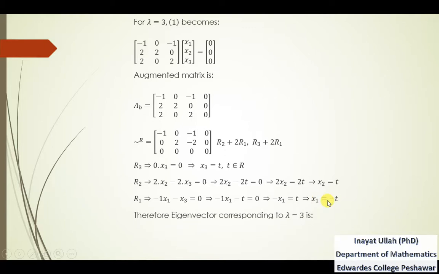So the eigenvector corresponding to lambda is equal to 3 is this vector, where x1 is minus t, x2 is t, and x3 is again t, taking t common from these three terms to get this eigenvector. So that is the criteria to find the eigenvector for a 3 by 3 matrix.